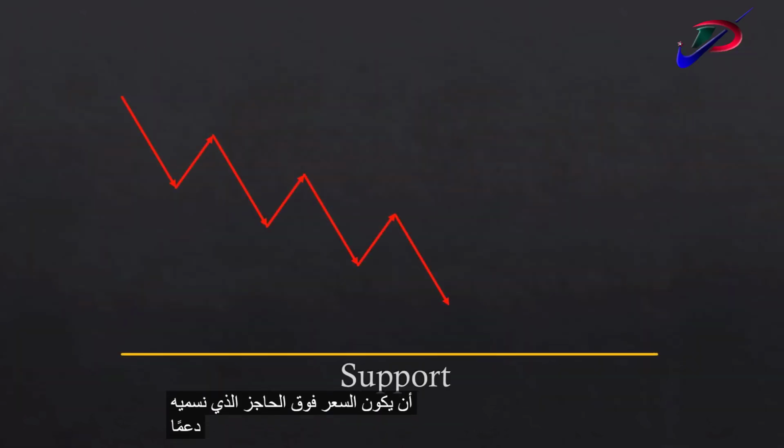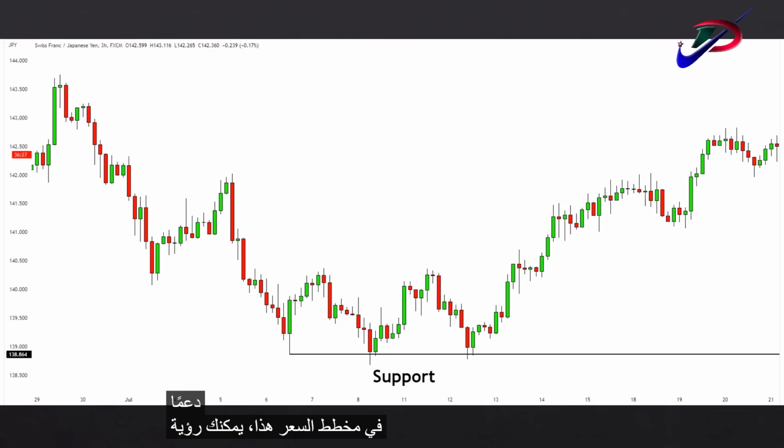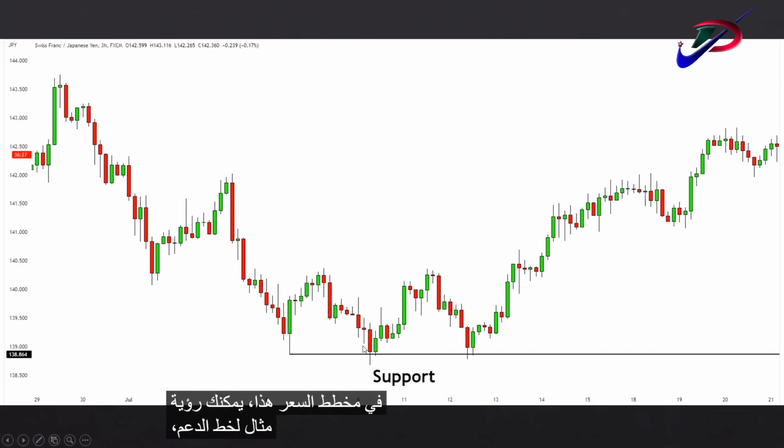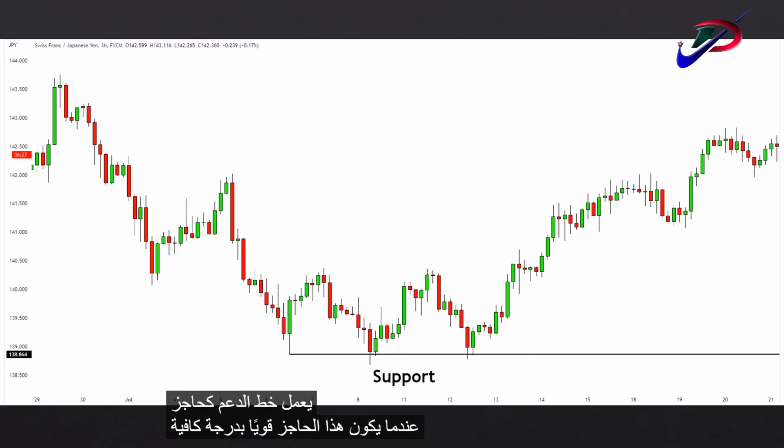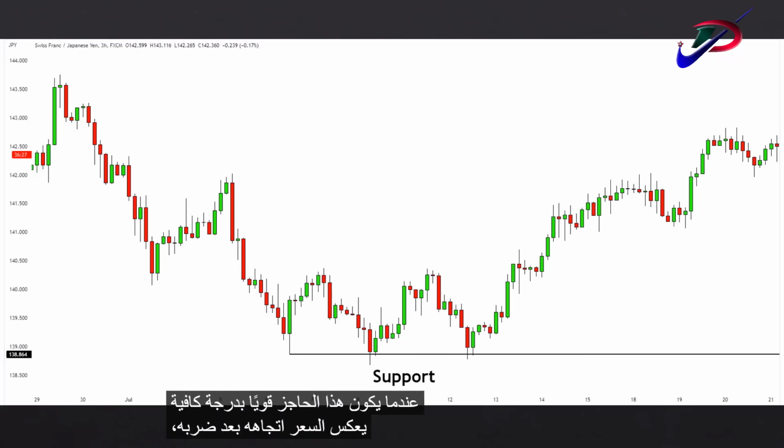When price is above the barrier, we call it support. In this price chart, you can see an example of a support line. Notice how price touches the line 3 times, and then it reverses to the upside. In other words, the support line acted as a barrier. When this barrier is strong enough, price reverses direction after hitting it. You identify support and resistance lines by connecting highs and lows together with horizontal lines.